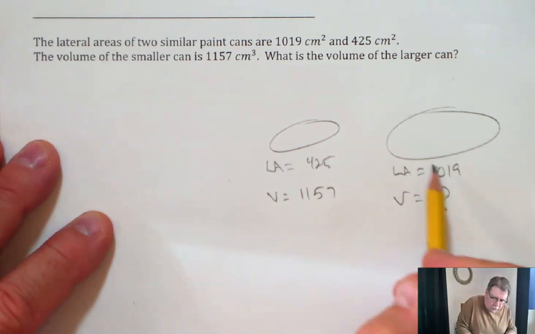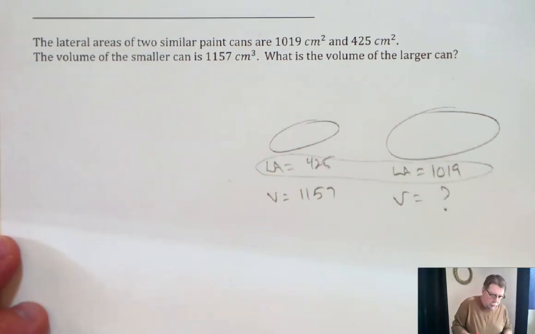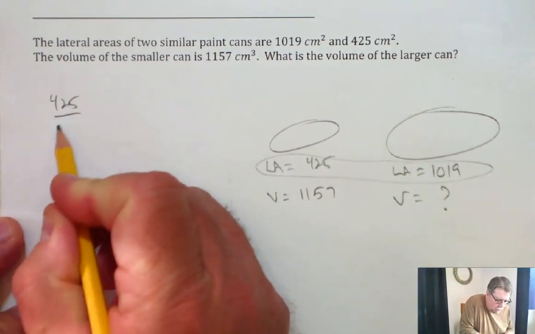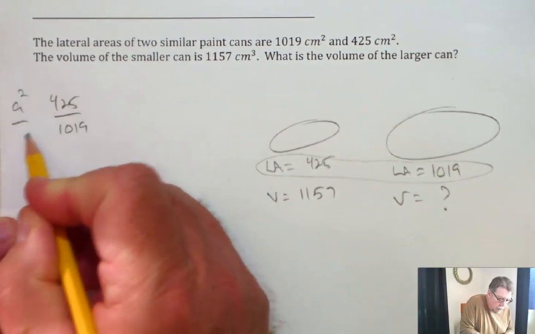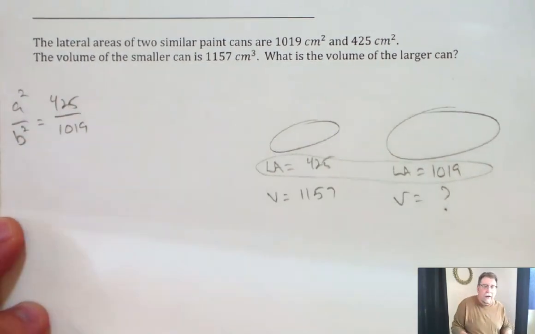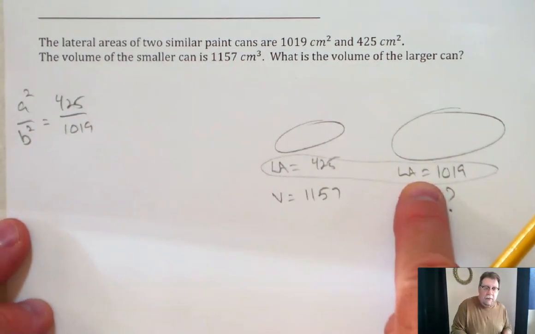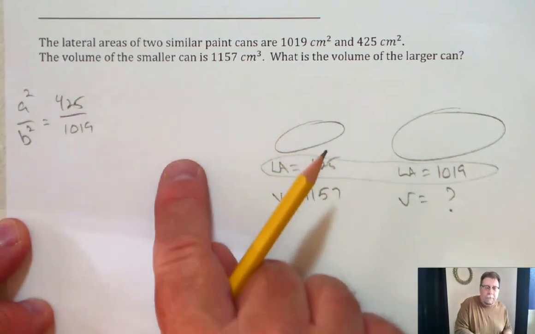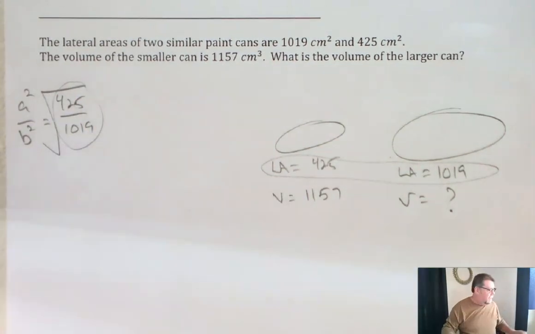Since we have the two values of the lateral area, we're going to compare those in a ratio. So we're going to do 425 over 1,019, and that represents A squared over B squared because that's area. That's the concept of area. So we need to reduce this down to A over B. This is not a perfect square, so we're just going to take the square root of that fraction.